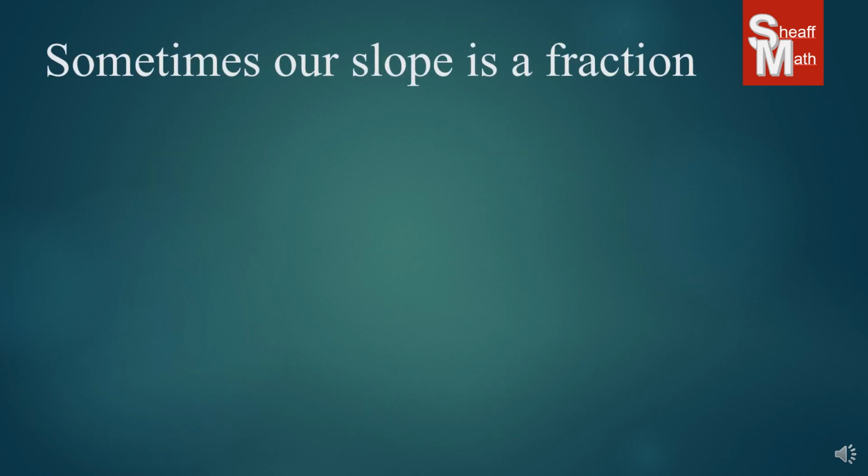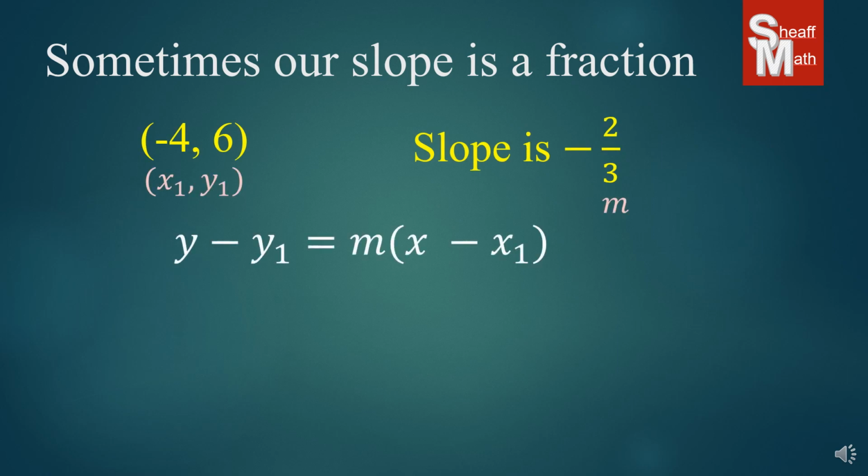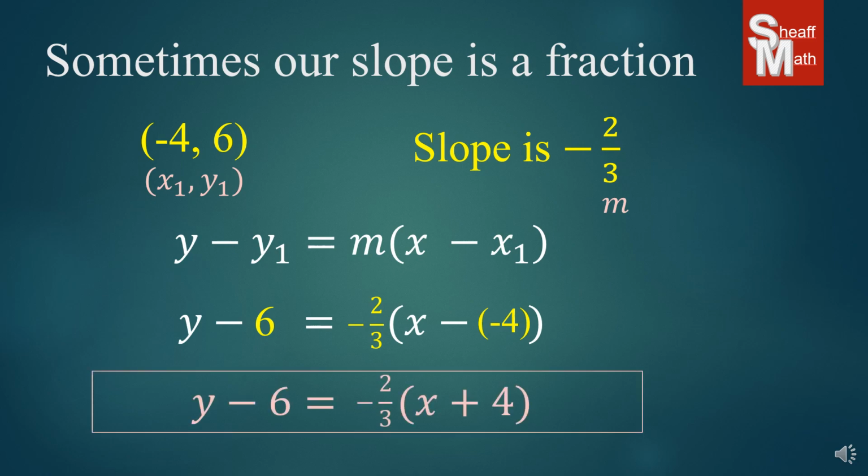All right, sometimes our slope is a fraction, okay? And so same thing applies. We are going to put our -2/3 in for m. Our -4 we're going to put in for x1. And you'll notice I put it in parentheses because it's negative. And our 6 goes in for y1. And so simplifying that -4, here is our final answer. Y minus 6 equals -2/3 times the quantity x plus 4.